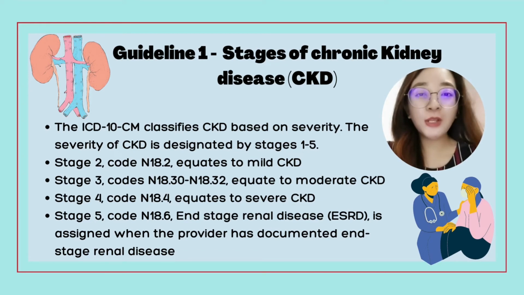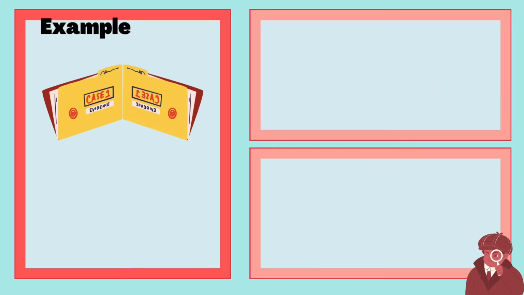Stage 3, code N18.30 to N18.32, equates to moderate CKD. Stage 4, code N18.4, equates to severe CKD. And lastly, stage 5, code N18.6, end-stage renal disease, is assigned when the provider has documented end-stage renal disease.